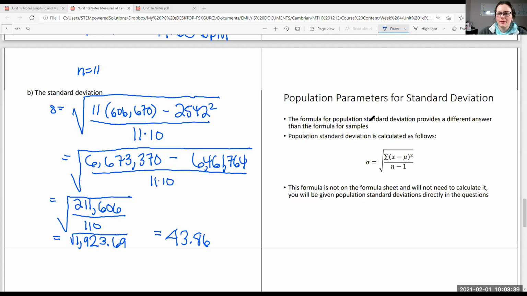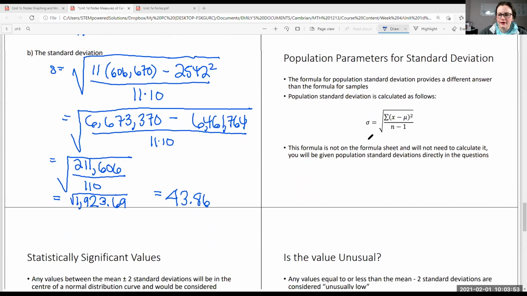Okay. So population parameters for standard deviation. The formula for population standard deviation provides a different answer than the formula for samples. Population standard deviation is calculated as follows. Okay, so we have sigma equals the square root of, so it looks very similar to what we were just using, the sum of x, or the value, subtract the average or the mean, squared, divided by the number of data points, subtract 1. This formula is not on the formula sheet and you will not need to calculate it. You will be given population standard deviations directly in the questions.